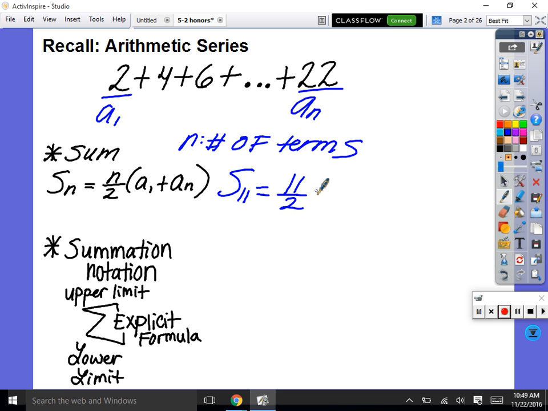So we would say S of 11 equals 11 over 2, and then times A sub 1, which is 2, plus A sub n, which is A sub 11, which is 22. So calculate that. Everybody go. Don't wait for me to do it. I already have done it. Calculate it. What do we get? So you got 24. 132.